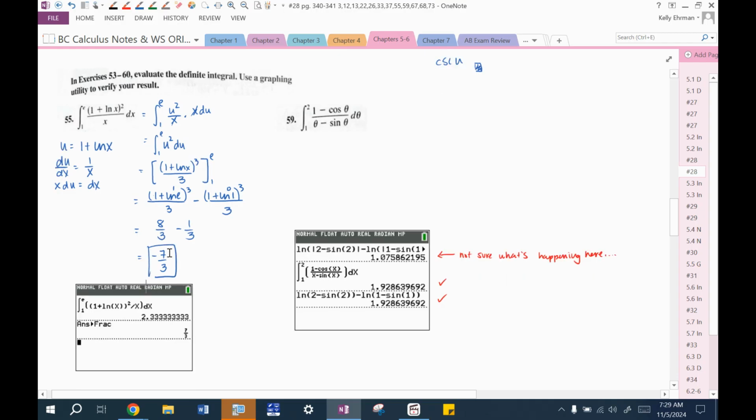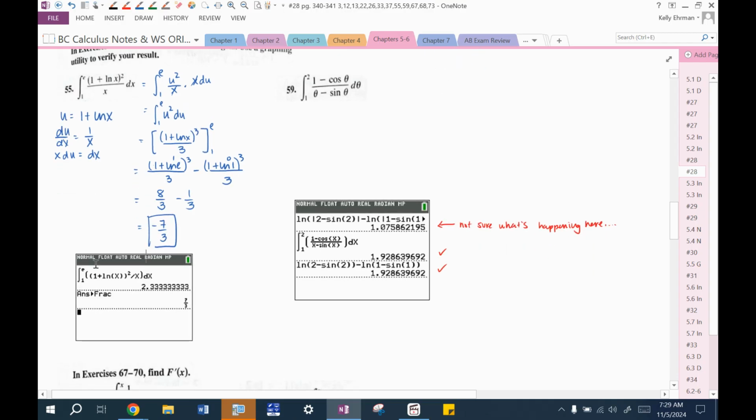I checked this on my calculator. When you're checking on your calculator, see how I just did the integral from 1 to e and put in the exact expression up here. So you're not doing any sort of u sub work on your calculator. So I got this answer. I checked. That's 7/3. Oh, wait, I got negative. Oops. But 8/3 minus 1/3 is definitely positive 7/3.